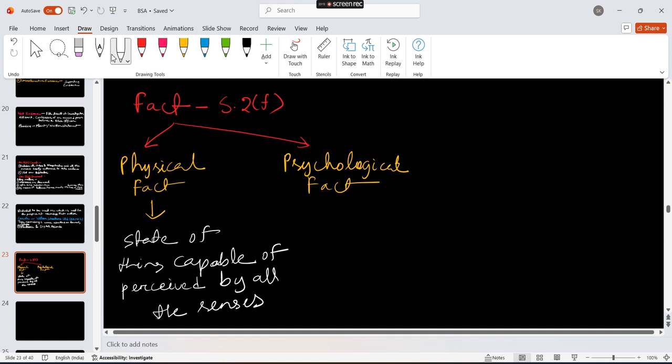That does not matter. That is a state of thing where you are capable of perceiving a particular person through your eyesight, that is a fact.